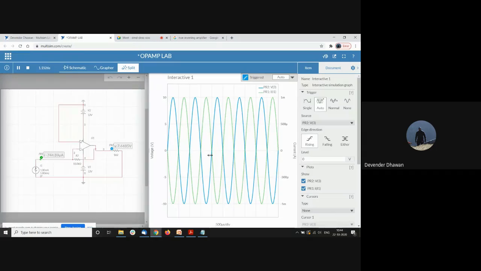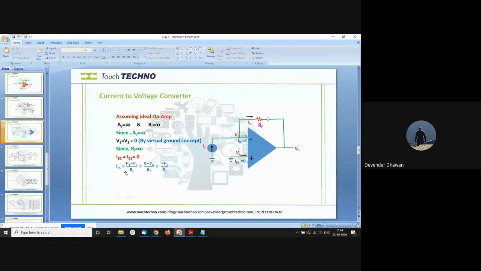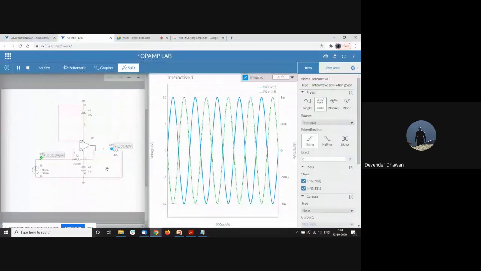Right now we have 1 milli and 10K, so you can see that the output is 10. Like if you see here, V naught is equal to minus of I in into RF. Our I in is 1 milliamp and RF is 10K. If you multiply them, 10 into 10 to the power 3 into 10 to the power minus 3, which will cancel out, only 10 will remain, and we will have minus 10 volt. That minus represents phase shift, which we can see here. This green dotted one is our current, and our voltage is out of phase, and it is 10 volts.